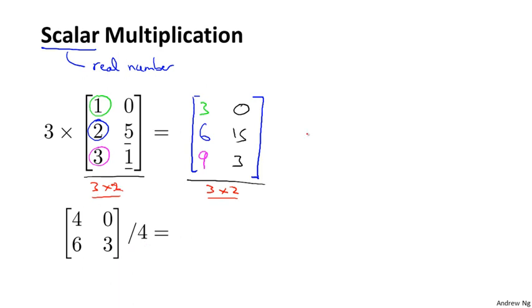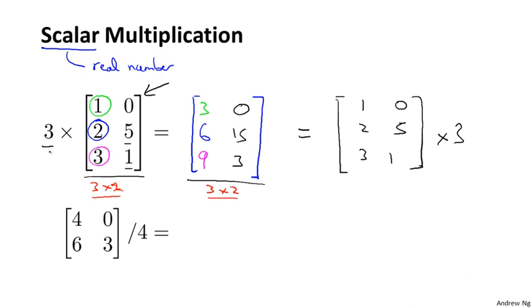And by the way, you can write multiplication either way. So I had 3 times this matrix. I could also have written this matrix, 1, 0, 2, 5, 3, 1. I just copied this matrix over to the right. I can also take this matrix and multiply it by 3. So whether it's 3 times the matrix or the matrix times 3 is the same thing, and this thing here in the middle is the result.